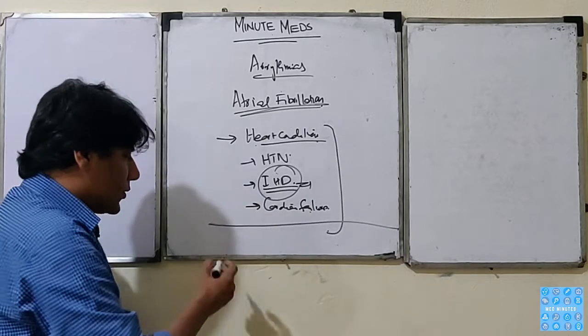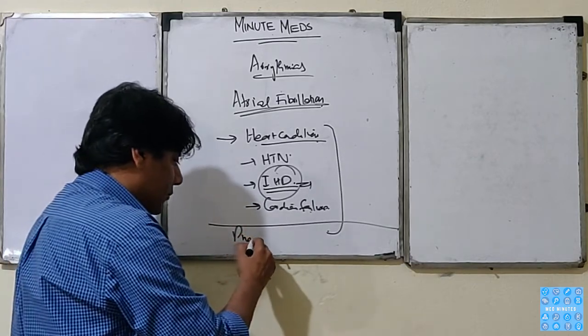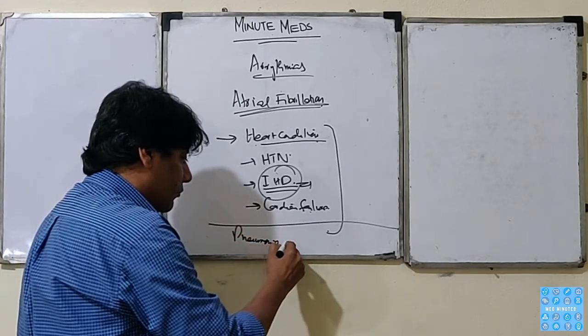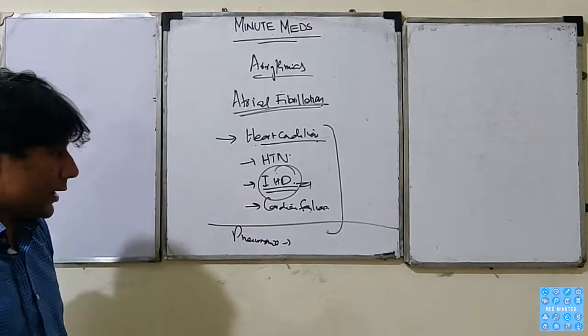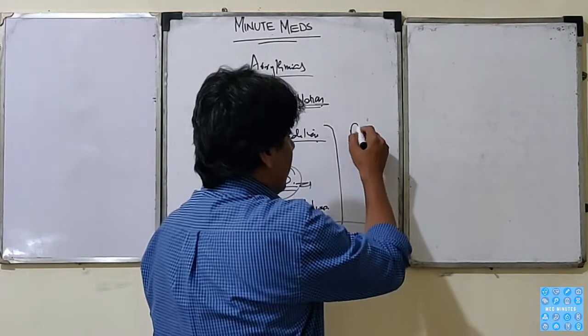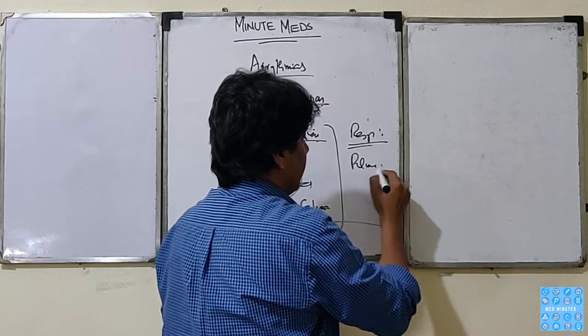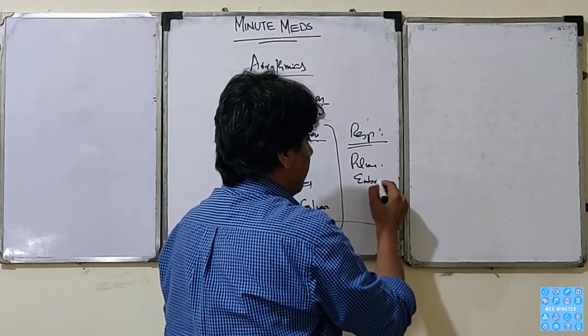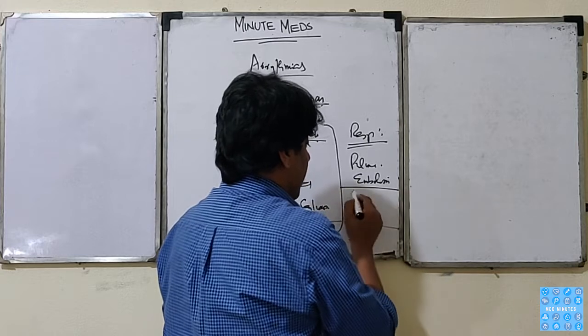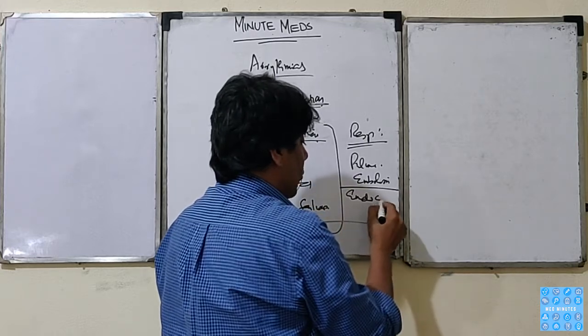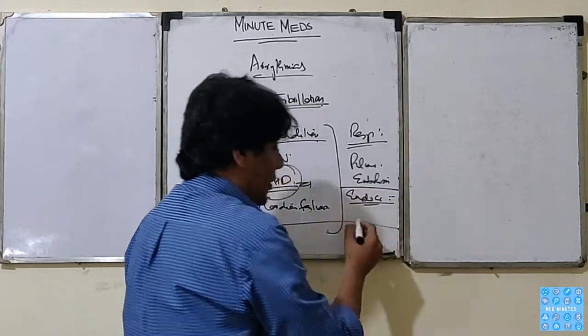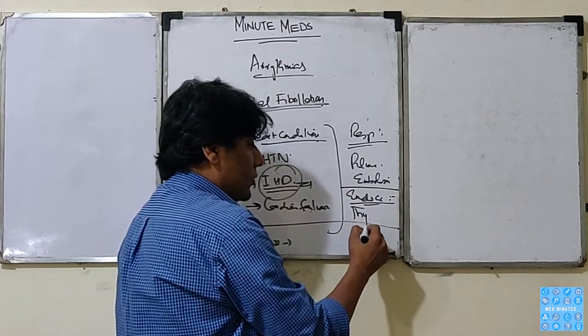What else? What other problems can lead to this? Sometimes chest infection like pneumonia can lead to this. And then the respiratory problems, apart from others, is a pulmonary embolism. And then any endocrinological problem is thyrotoxicosis.